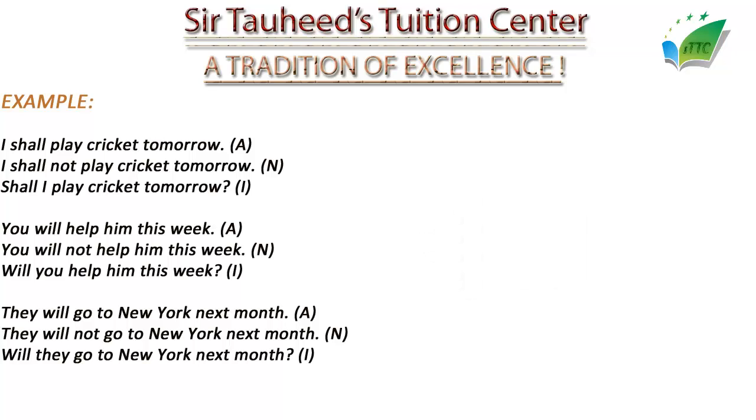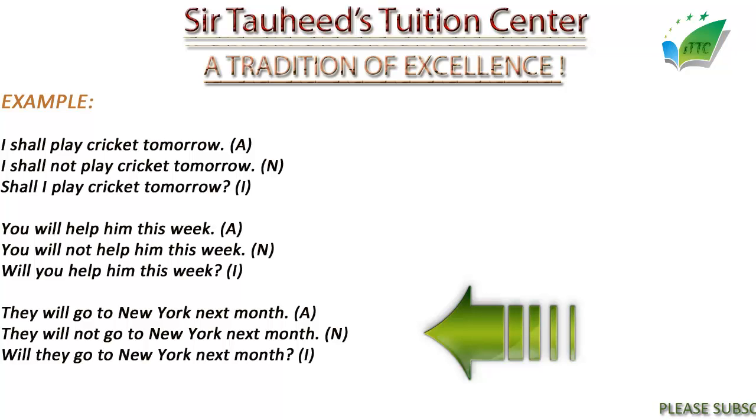Now let's have a look at the third example, which is: they will go to New York next month. They will go to New York next month means they are going to go to New York after this month, which is a future time, so that is why this tense is called future indefinite tense. Even here you can notice the helping verb is will because the subject is they. If it was I or we we should have used shall, but because here the subject is they, we have used will. They will go to New York next month. This is an affirmative sentence.